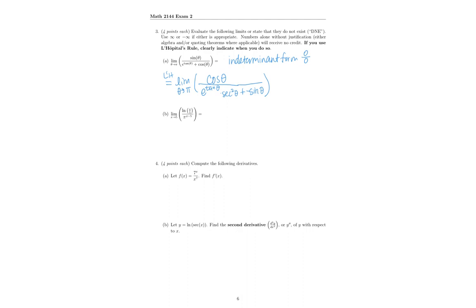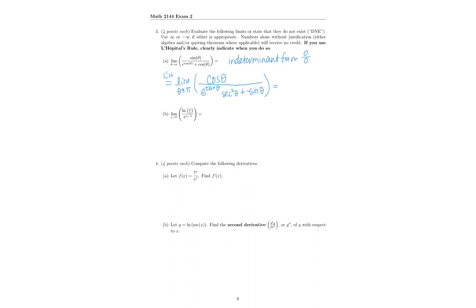Okay, so does that fix my problem? Now what happens if I just plug in pi in the numerator? Cosine of pi is -1, so that problem is fixed in the numerator. What about in the denominator? Tangent of pi is still 0, so I'll get e to the 0, which is 1, and then secant squared. Secant is the reciprocal of cosine, so it should be 1 over -1, but when I square it, I just get a 1.